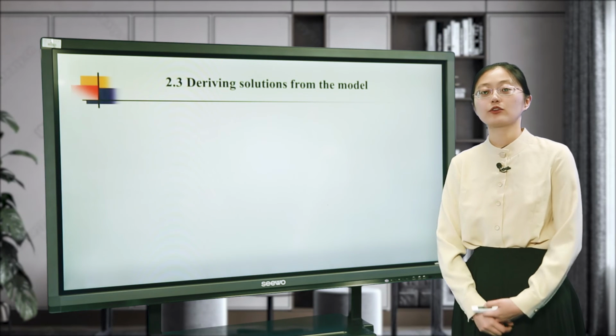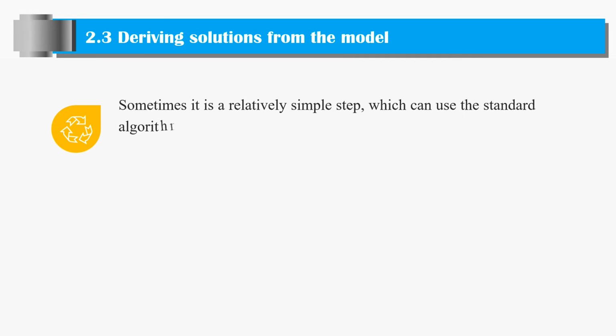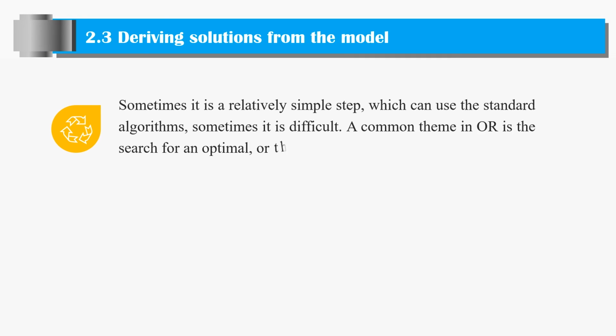Next, we talk about how to derive solutions for mathematical models. Sometimes it's a relatively simple step, which can use the standard algorithms. Sometimes it is difficult. A common thing in OR is the search for an optimal, or the best, solution.